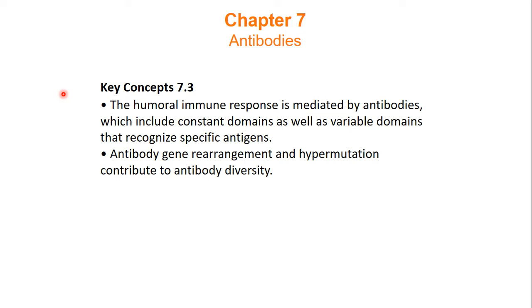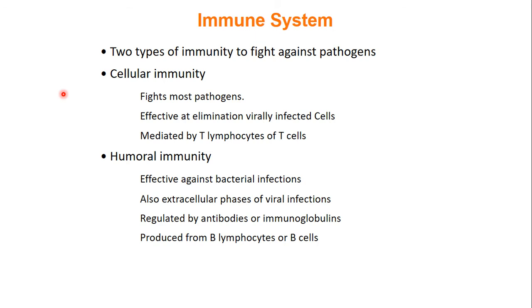In this video, we're going to look at antibodies in the immune system. First, to start off, we have two types of immunity to fight against pathogens. We have cellular immunity, which will fight most pathogens, will eliminate virally infected cells, and it's mediated by T lymphocytes. And we have humoral immunity, which is effective against bacteria, and also the extracellular phases of viral infections. These are regulated by our antibodies, also known as immunoglobulins, and these are made from beta lymphocytes.